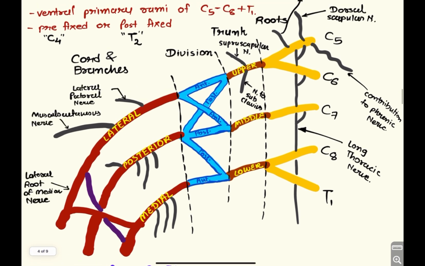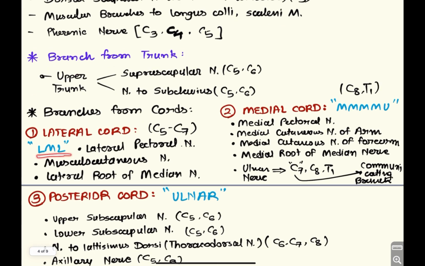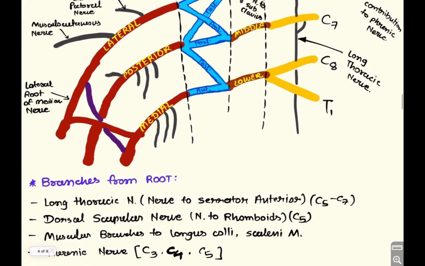Okay, these three are the branches from the lateral cord: the lateral pectoral nerve, musculocutaneous nerve and lateral root of median nerve. Okay, so the mnemonic is LML. We can retain the branches from the lateral cord, lateral pectoral nerve, musculocutaneous nerve and lateral root of median nerve. All three branches have the root value of C5 to C7. This lateral root of median nerve will join with the medial root of median nerve, and they will form the median nerve.